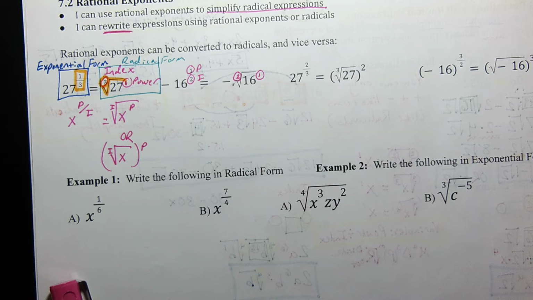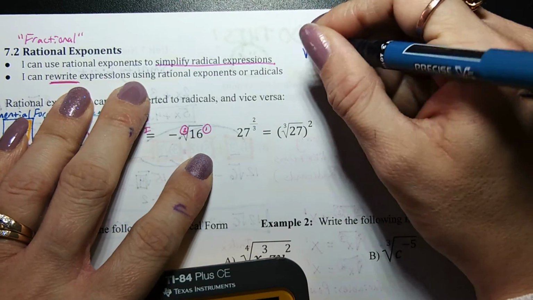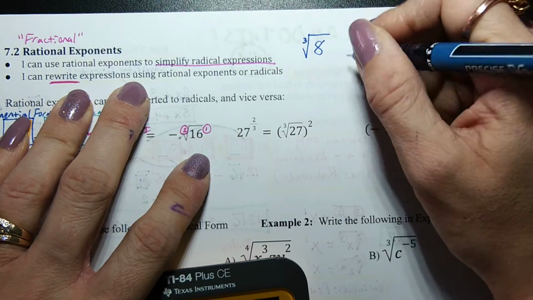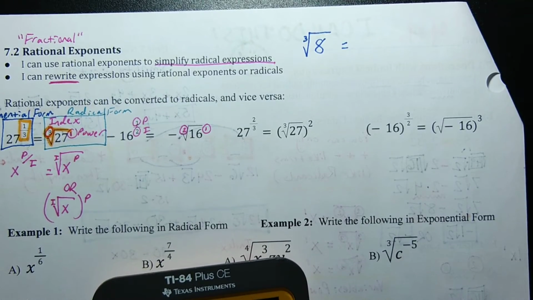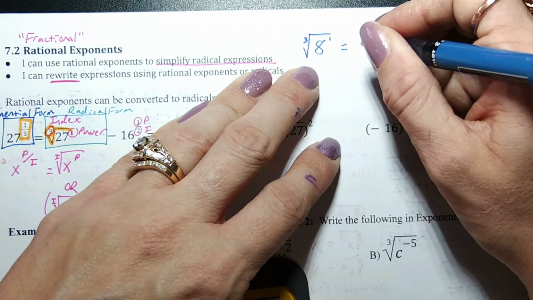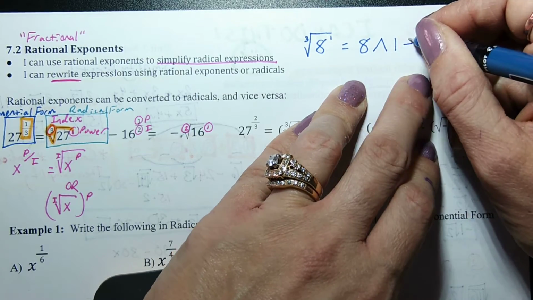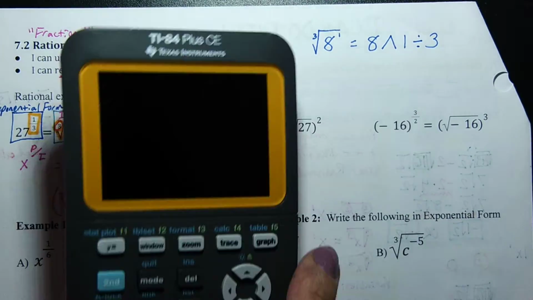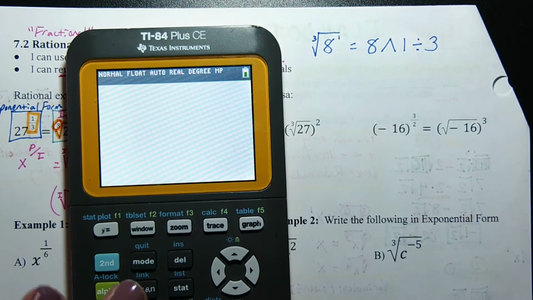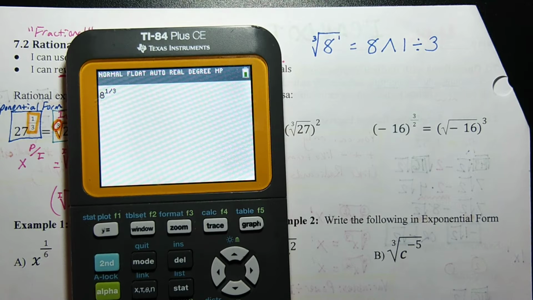Now, this is where I want you to get out your calculators. If I told you to take the cube root of 8 without using your purple sheet or yellow sheet or whatever color it is, we could put this in on our calculator as 8 to the 1 divided by 3 power. On my calculator, if I do 8, caret button, 1 divided by 3, what is the cube root of 8? 2.